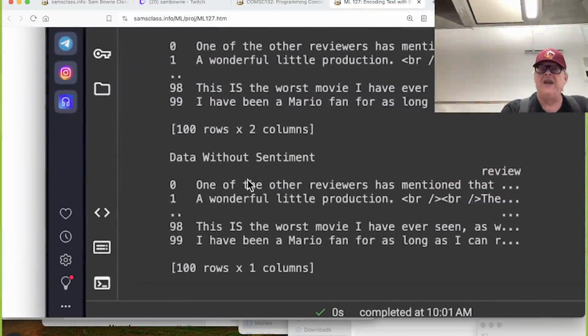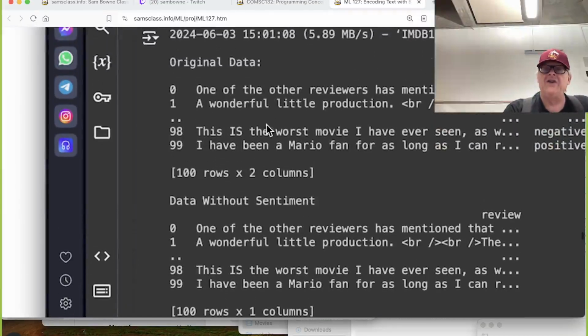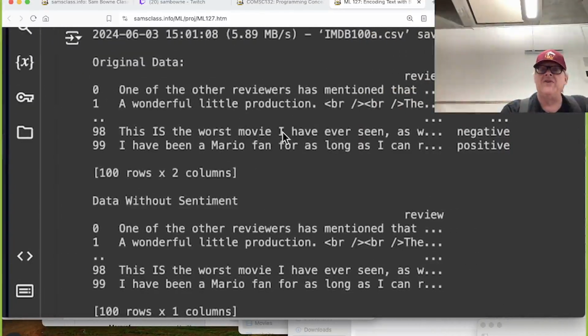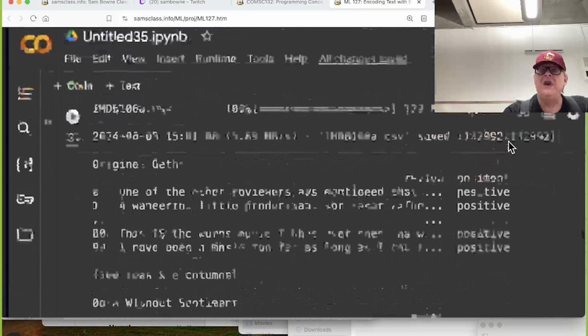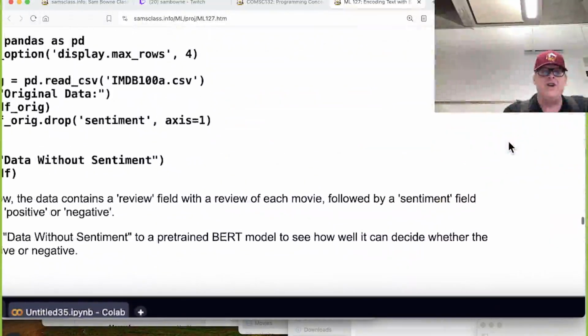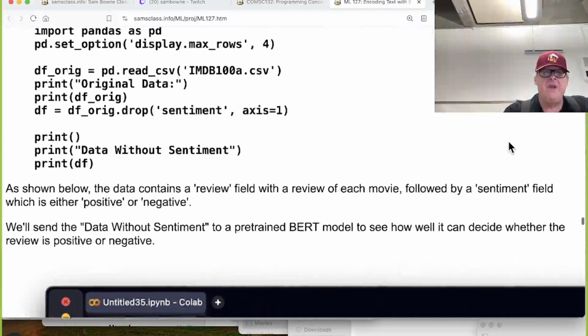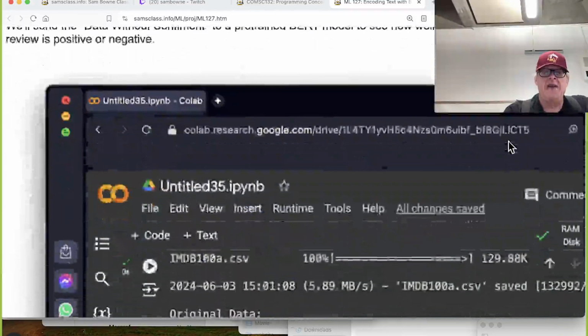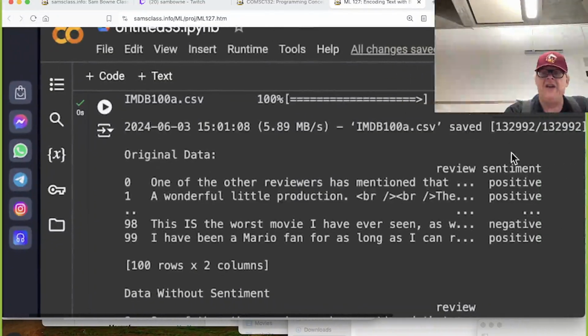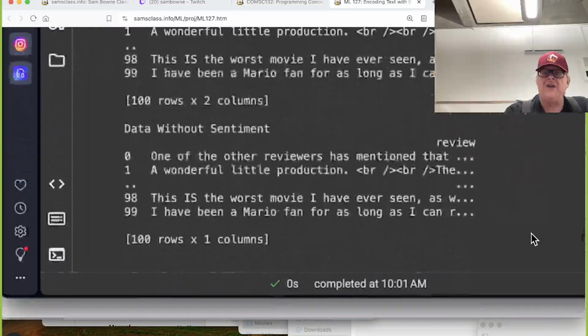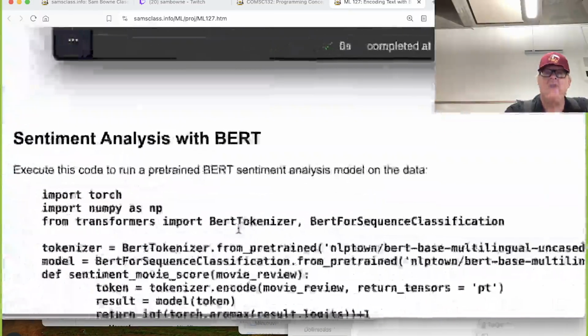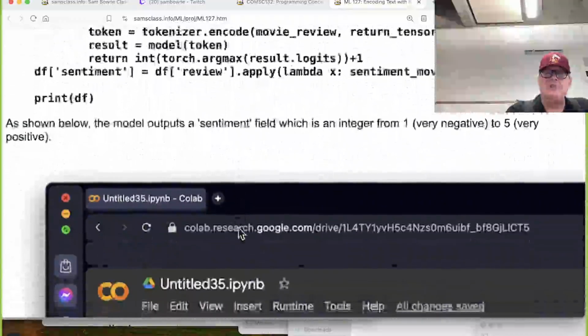So here's some data without a sentiment. Here's the original data. Here's the start of these sentences, and here's the sentiment, positive and negative. Or what you've done is it came with a rating of 5 stars. So in this case, you turn the 5 stars into good or bad. I forget how you did that, but maybe positive or negative. And so now without the sentiment, you have this, and you want to predict this. So BERT can do it.